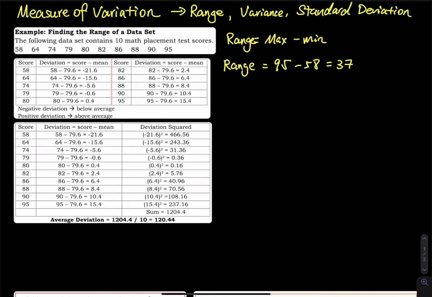But there is a disadvantage. Range is easy to calculate, but range uses only two entries from the data set, the max and the min. We are trying to measure the variation that uses all entries in the data set. When we talk about variation, I want to consider every single data entry. Two measures of variation that use all entries in the data set are variance and standard deviation. We are going to talk about that in this video.